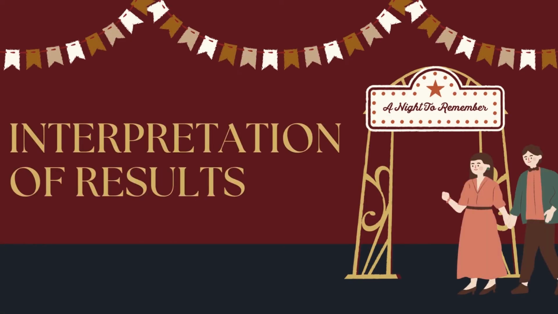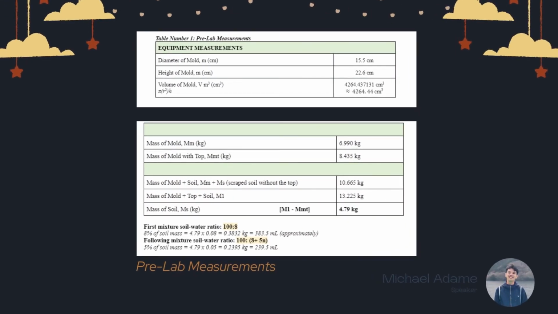In this section, this illustrates the values attained before the proper test procedures, which include the measurements of the mold, the mass of the soil, and any other significant values needed for the whole experiment.